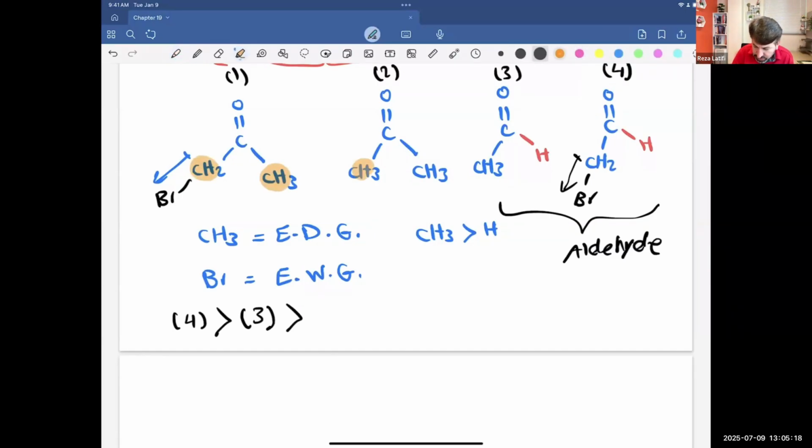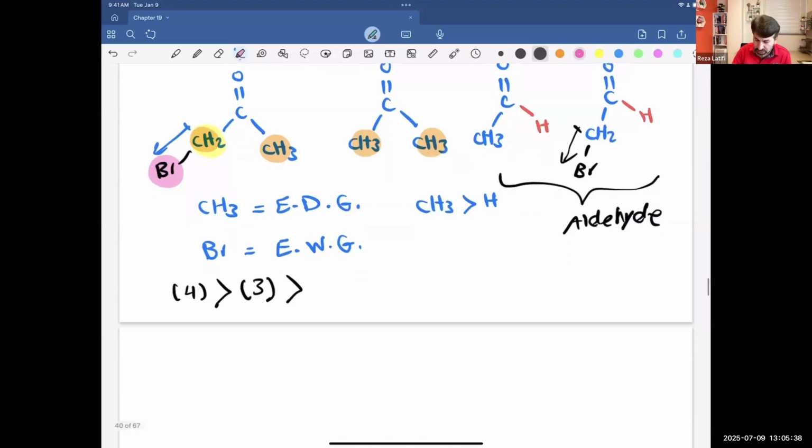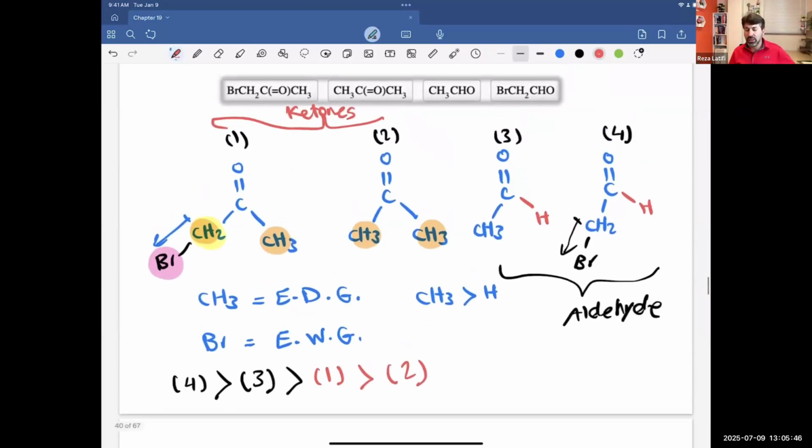We have carbon atoms attached to the carbonyl, but this carbon is a CH2 that is attached to an electron withdrawing group. So that's going to donate less electron density to the carbonyl. So I'm going to say next one will be number 1, and after that one will be number 2. Number 2 will be the least reactive compound.